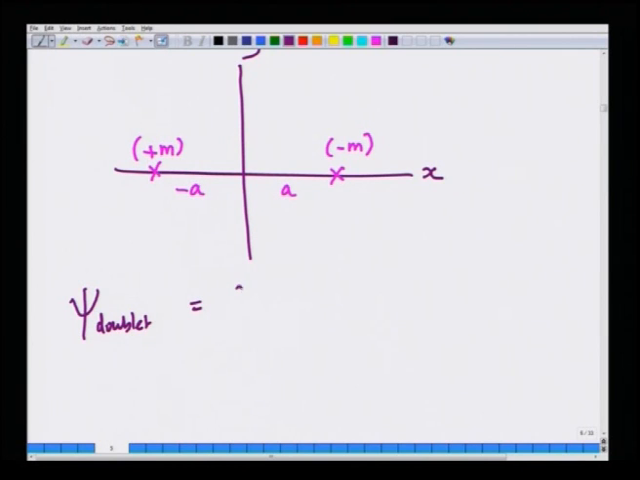Now, by the argument I just told you, psi for the doublet is essentially psi source plus psi sink, because if psi source is a solution of Laplace equation, and psi sink is a solution of Laplace equation, then a combination of that is also a solution of Laplace equation.